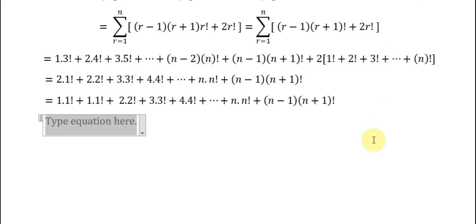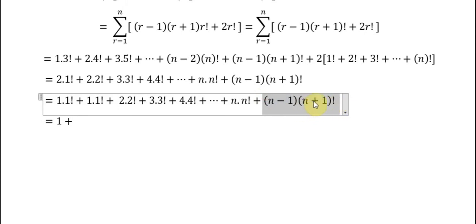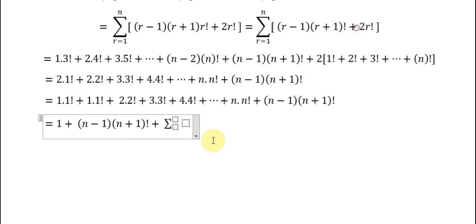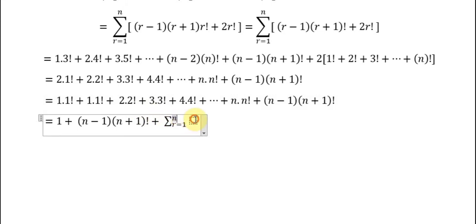So now we have 1 plus (n minus 1) multiplied with (n plus 1) factorial in here. We put it in here, and now we have the new term in here. That's n multiplied with n factorial in here.